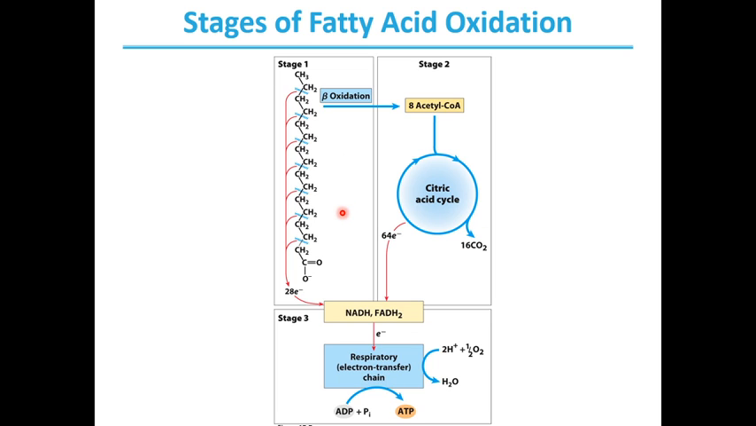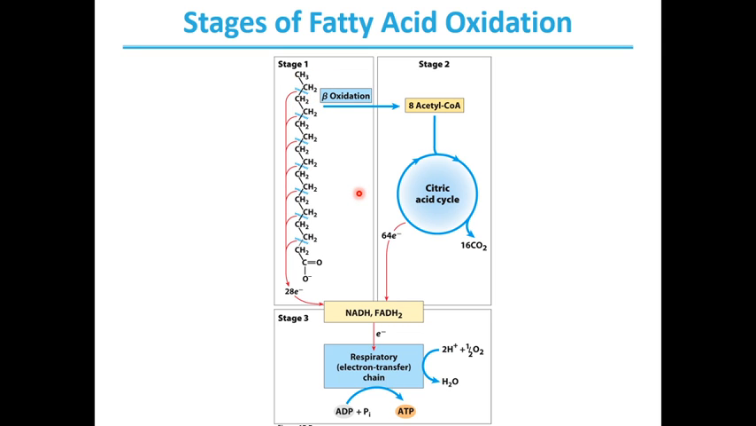In the first stage, fatty acids undergo oxidative removal of successive 2 carbon units in the form of acetyl-CoA. Now, in the case of a 16 carbon palmitoyl-CoA, this undergoes 7 passes through the oxidative sequence. As you can see, this is 1, 2, 3, 4, 5, 6, 7. At the end of the 7 cycles, you're left with two carbons, carbon 15 and 16.